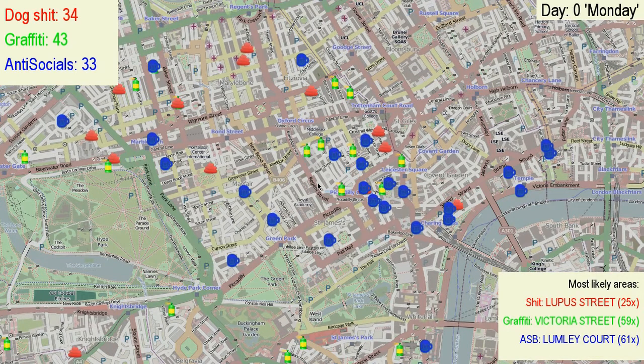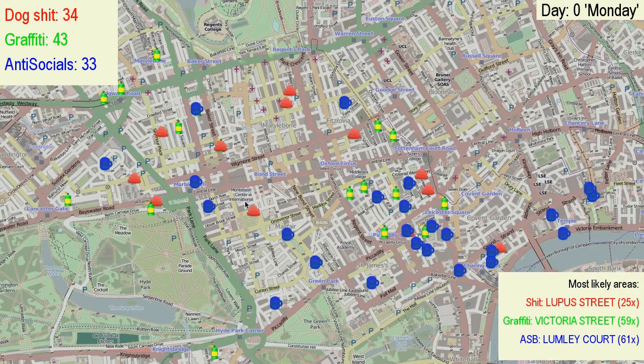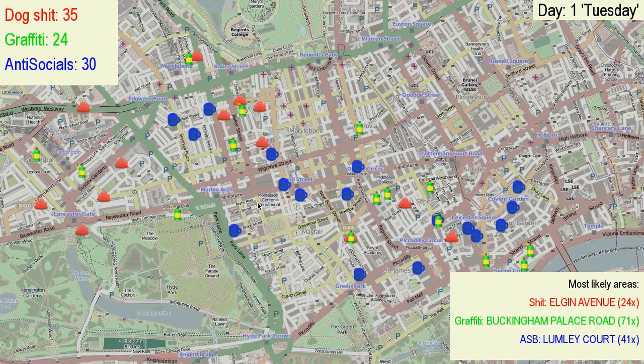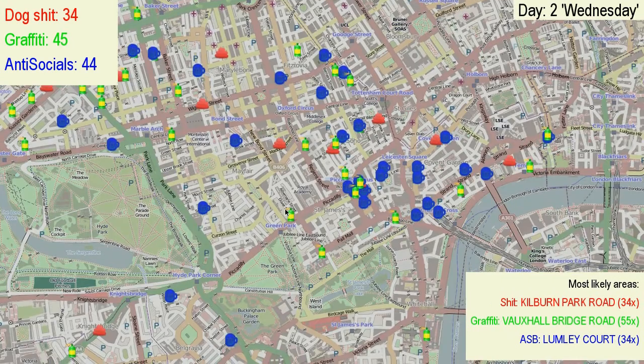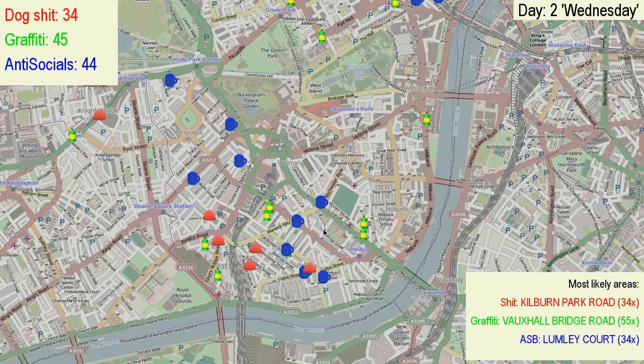So what we've done is we've taken for each day the likely number of events and where they happen, and we've plotted them on the map here. There are obviously more likely places for these events to happen. On a Monday, for example, it's more likely to be shit in Looper Street. And if we move through the days, on Wednesday, it's more likely to be graffiti on Vauxhall Bridge Road, which is here somewhere. Where we say there's a 55 times next to Vauxhall Bridge Road, it means compared to every other street in this data set, there's a 55 times greater chance it's going to happen, because we've assumed a uniform flat prior.